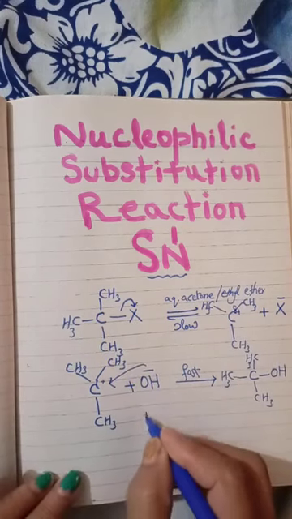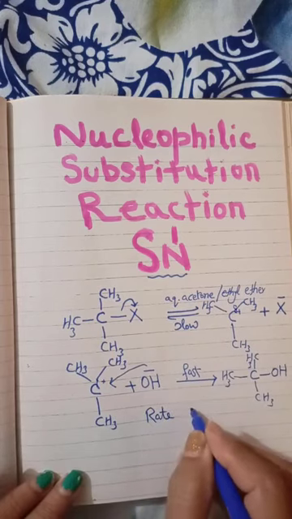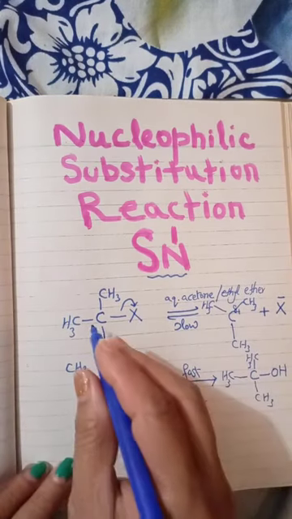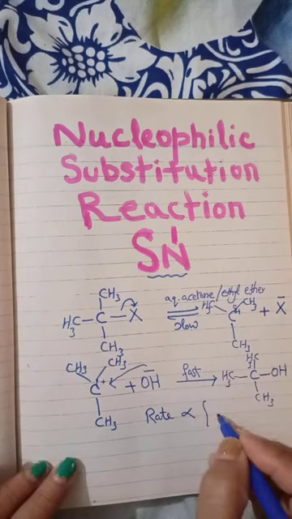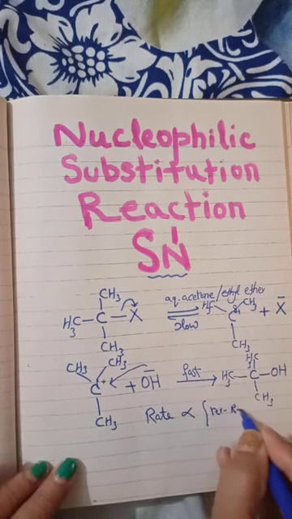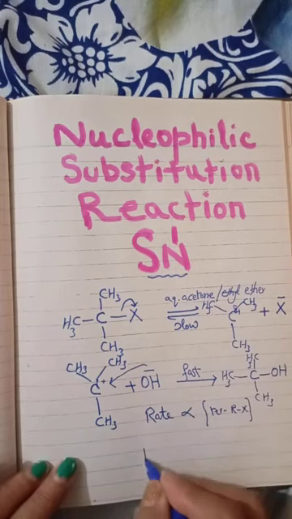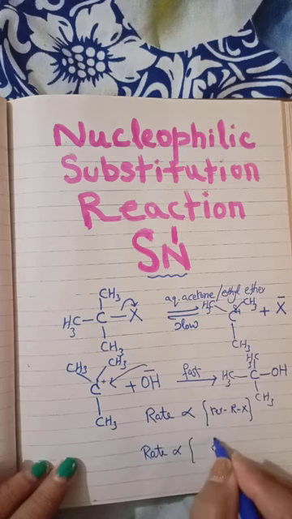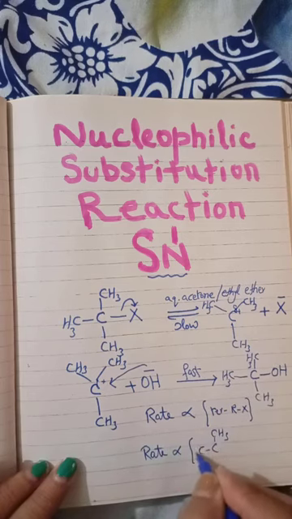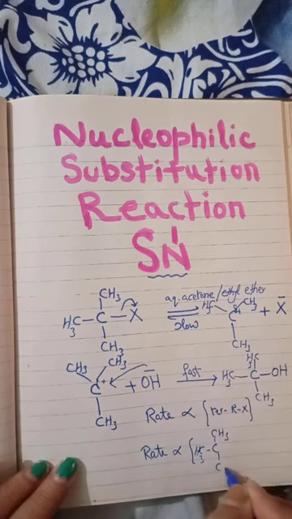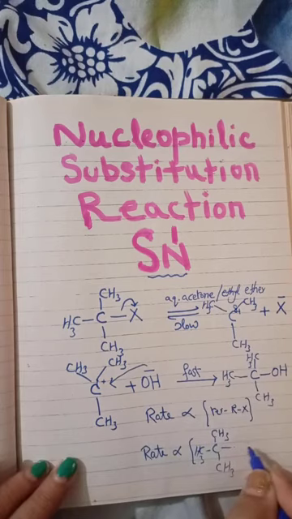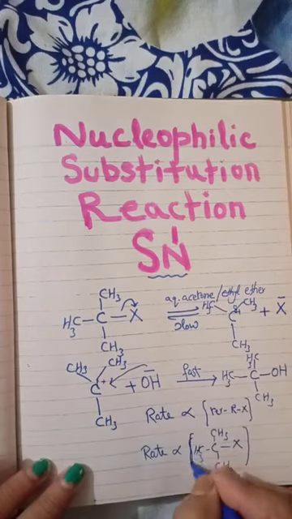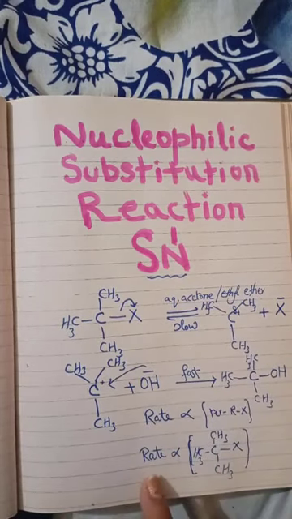That's why we say the rate of reaction is directly proportional to the molar concentration of the reacting species, that is, the tertiary alkyl halide. You can write it this way, or in another way: rate is directly proportional to the tertiary butyl halide. This gives us the rate of reaction and reaction kinetics.